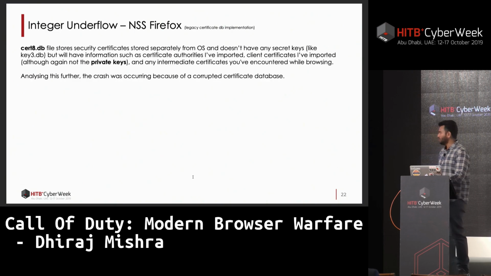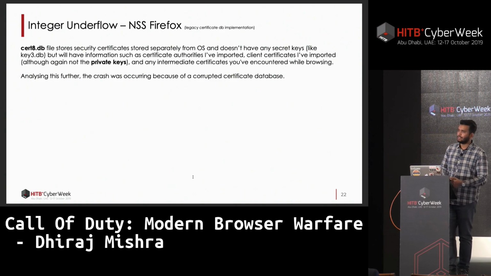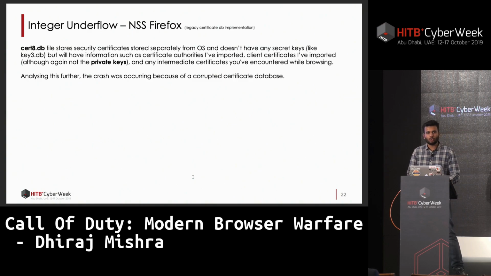So thanks to the Mozilla team for helping me debug it further. We did the analysis on the cert8.db file, which is stored under your Mozilla app metadata. Now the cert8.db file is a security certificate store that is separate from your OS. This DB file doesn't have any of your secret keys, unlike the key3.db file, but it will have information such as whatever you have imported from your CA, your client certificates, etc.